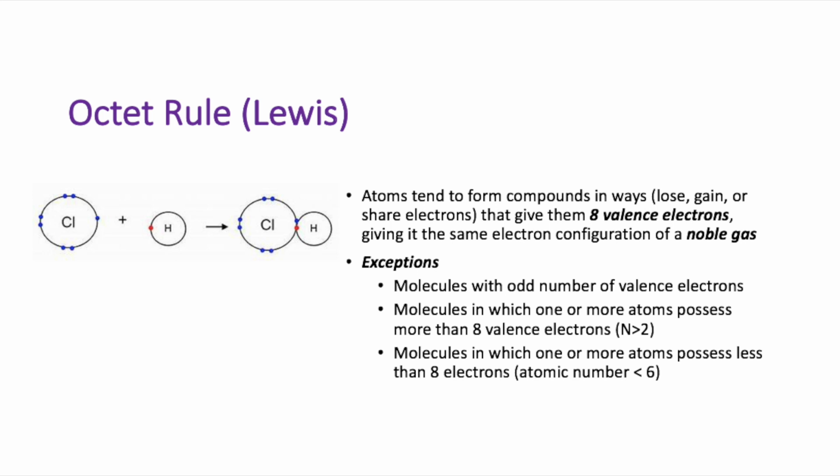Another exception are molecules in which 1 or more atoms possess more than 8 valence electrons, like those who have an energy level greater than 2. Also, molecules in which 1 or more atoms possess less than 8 electrons. Referencing the visual, chlorine has 7 electrons but shares its electrons with hydrogen to now fill an octet. Hydrogen is an exception to the octet rule because it possesses less than 8 electrons and has an odd number of electrons. Now, let's move on to how to draw Lewis dot structures.